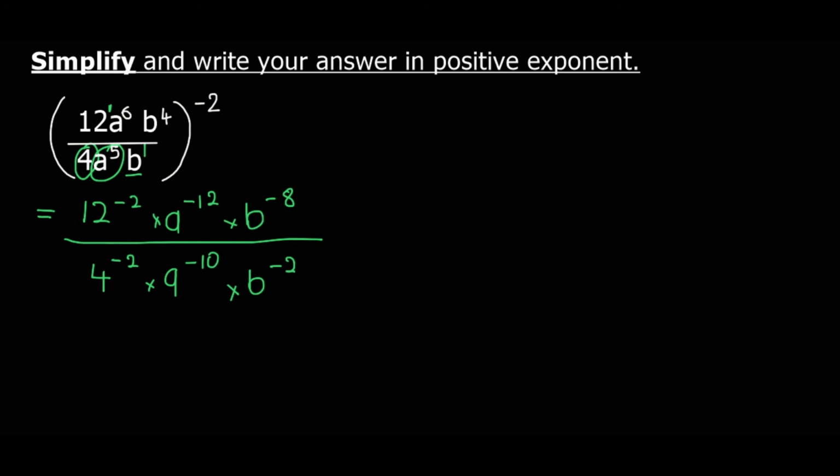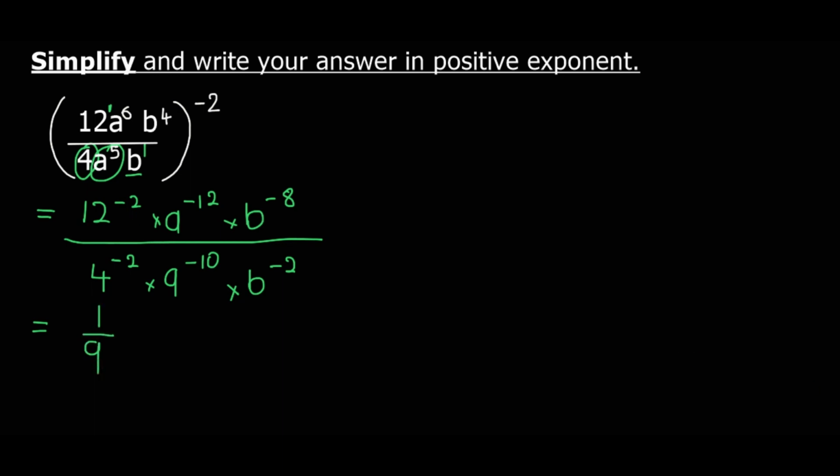And then from this step, we divide the numbers, and then we use that law where the base is the same. We take the exponent at the top minus the exponent at the bottom. We divide the numbers: 12 to the power negative 2 divided by 4 to the power negative 2. Now we're going to simplify, but there is no need. So, we press it on the calculator, we get 1 over 9.